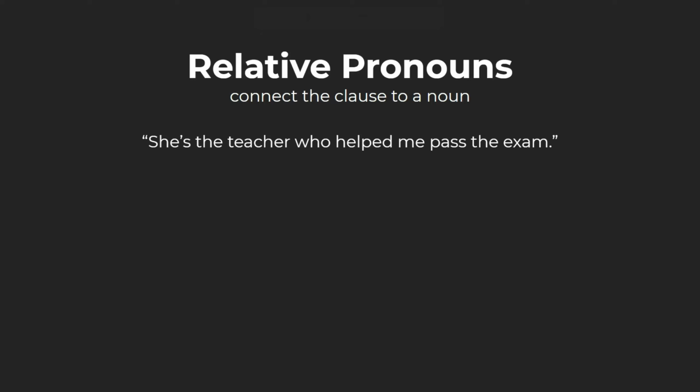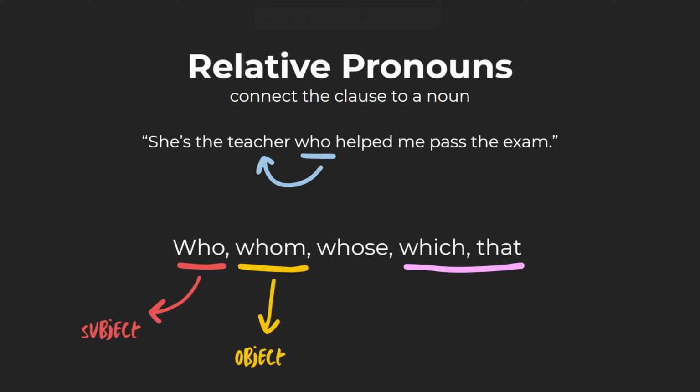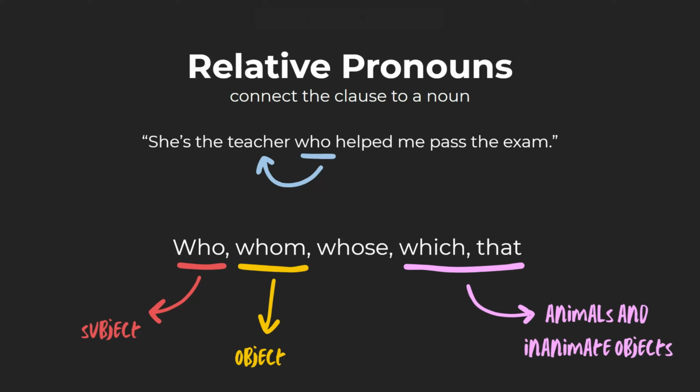And lastly, we have relative pronouns. These pronouns work a little differently. Instead of using them to replace a noun, we use these to connect a clause to a noun. For example, "she's the teacher who helped me pass the exam." The who in this sentence refers back to the noun teacher. The most common relative pronouns are who, whom, whose, which, and that. Who is used when it's the subject of the sentence, and whom is used when it's the object. Which and that are used for animals and inanimate objects, as opposed to who and whom, which are used exclusively for humans. Whose is used for everything.